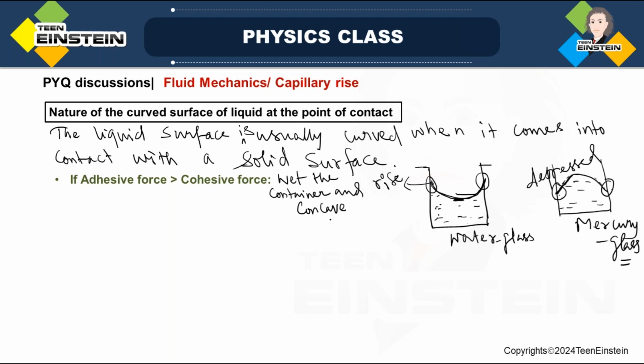See, in case of water, the cohesive force is less strong than the adhesive force between water and glass, the water molecules and glass molecules. So that's why the adhesive force is more here in case of water-glass contact, and at that point of contact the liquid is making the glass container wet, and the meniscus will be concave, okay, the liquid surface will be concave.